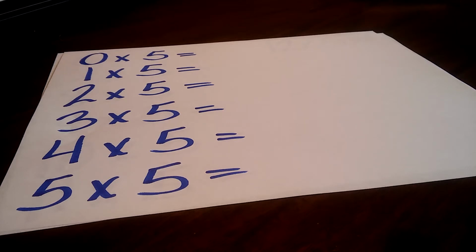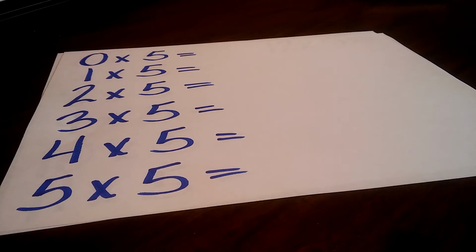The thing about multiplying by 5 is there is not a trick like there is when you multiply by 0, 1, or 2. So this one, you have to know how to count by 5s, and that's really the only way to get it down. But you guys know how to count by 5s.